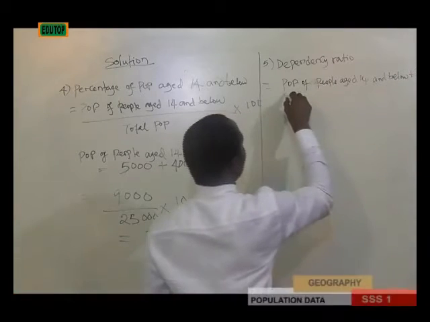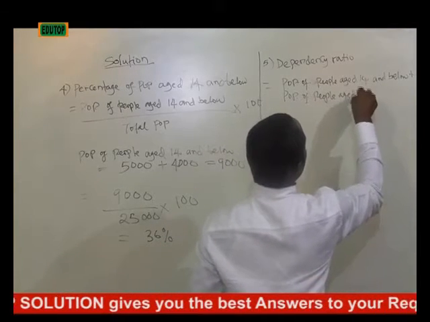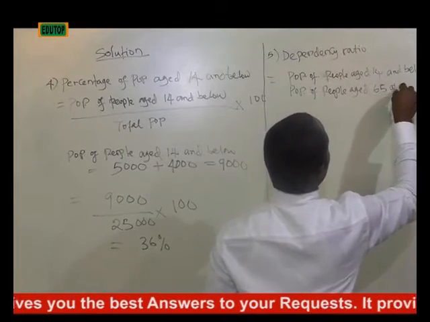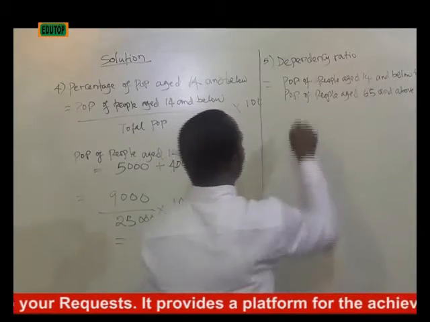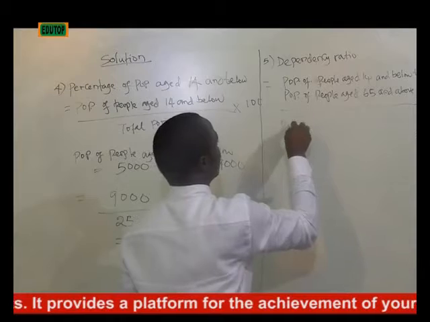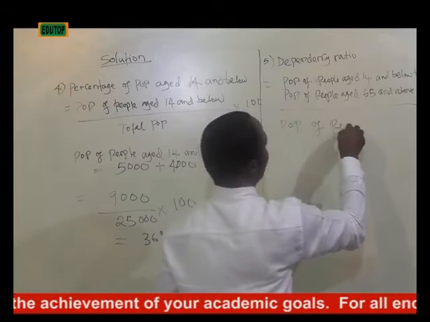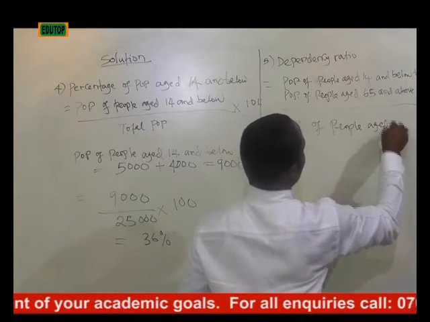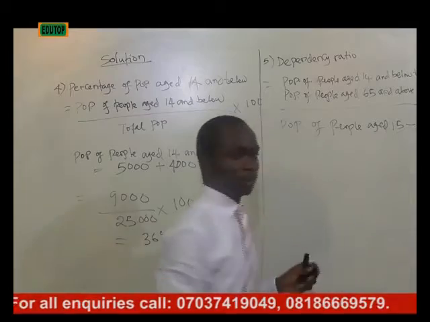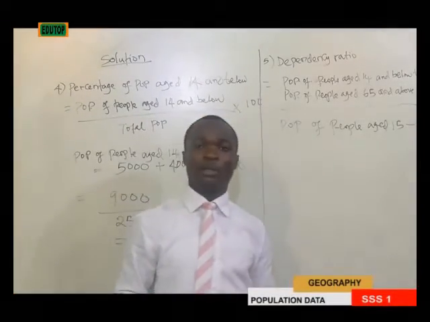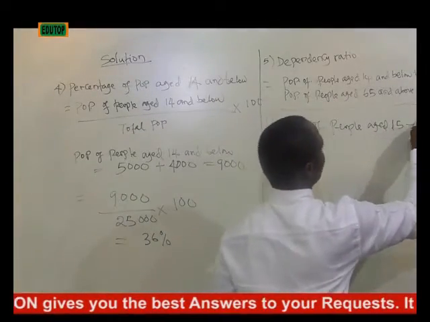and below plus population of people aged 65 and above divided by population of people aged 15 years to, let's say, probably 35, and then 36 to 64. So we can say 15 to 64.